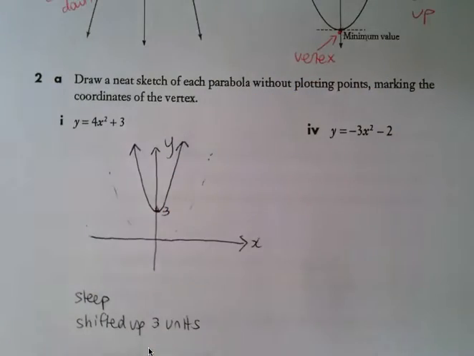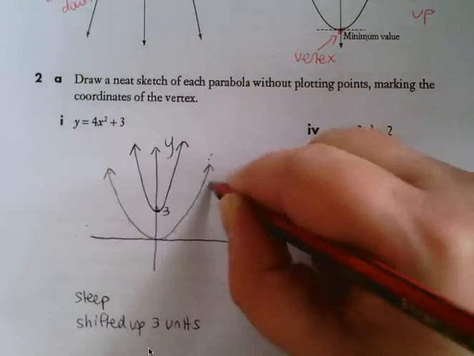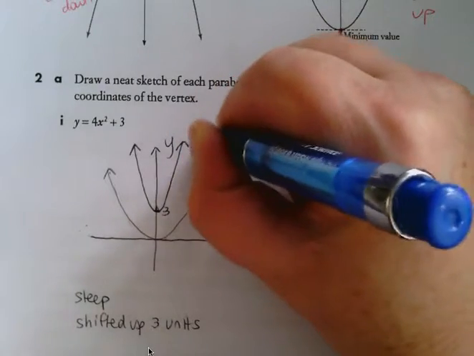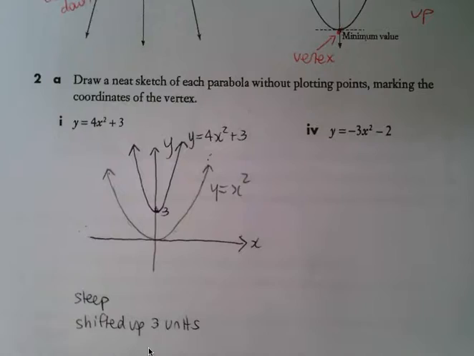Are we okay with the normal x squared graph? You can, if you want, draw the normal x squared graph in pencil. This, down here, would be y equals x squared. I don't want that graph. I want to draw y equals 4x squared plus 3. It's steeper than the other one, and it's been shifted up 3 units.